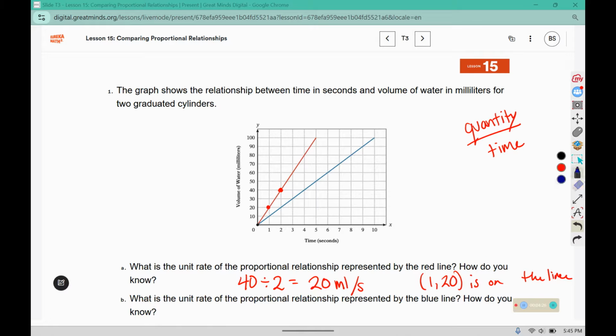Now let's do the same thing for the blue line. Well, the blue line has 40 and 4. 40 divided by 4 would be 10 milliliters per second. And if we look, the point 1, 10 is on the line. So we know that the constant of proportionality is 10 per second, and this one is 20 per second for the red line.